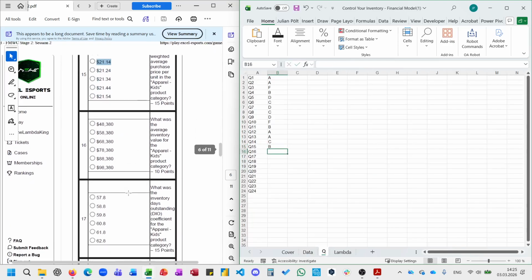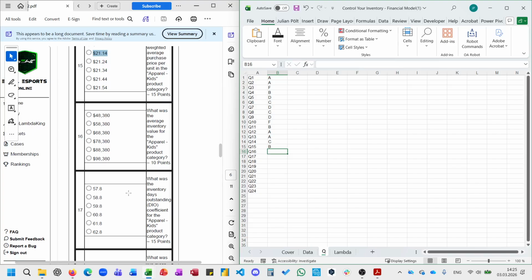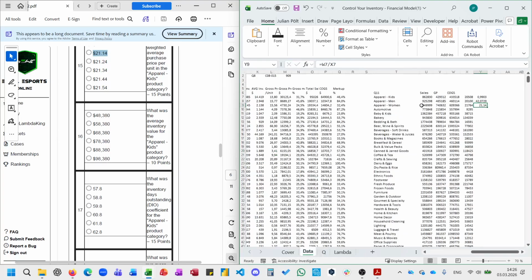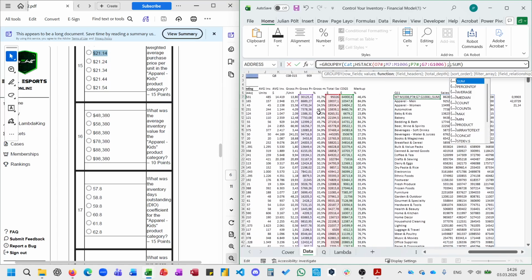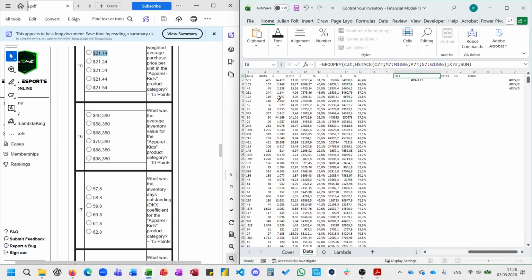Question 16. What was the average inventory value for the apparel kids product category? Is it the total? Yeah, I think it's the total. So here we add also average inventory value.